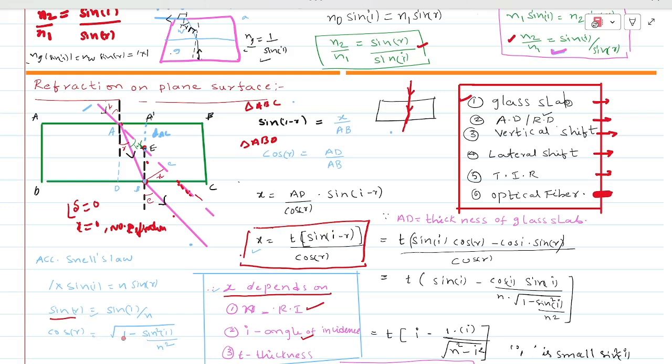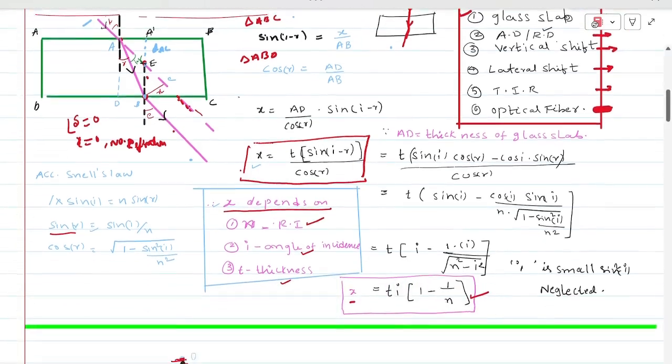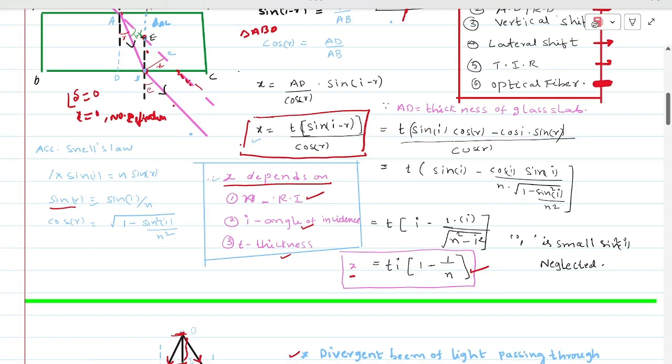By substituting sin r with sin i by n, we will get the lateral shift is equal to T into i into (1 minus 1 by n) after the small angle approximation. For small angles, sin i is equal to i, cos i is equal to 1. And this lateral shift depends on n, i, T. It is not the National Institute of Technology. It is refractive index, angle of incidence, and the thickness of the glass slab, meaning real depth.